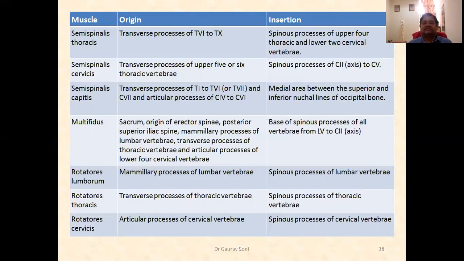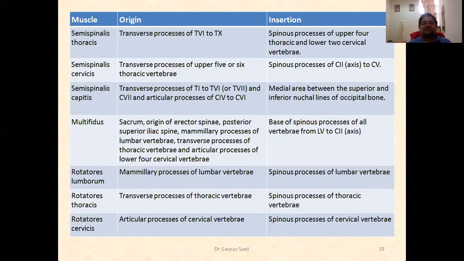Next come multifidus. They have a variety of origins: sacrum, the common origin of erector spinae, posterior superior iliac spine, mamillary process of lumbar vertebrae, and transverse process of thoracic vertebrae. Region-wise, whatever the region, you can take the origin from that particular part. Like if we are talking about thoracic, then it will be the transverse process of thoracic vertebrae. They get inserted in the base of the spinous process of all vertebrae, starting from L5 to C2. This will be very long in a straight line.